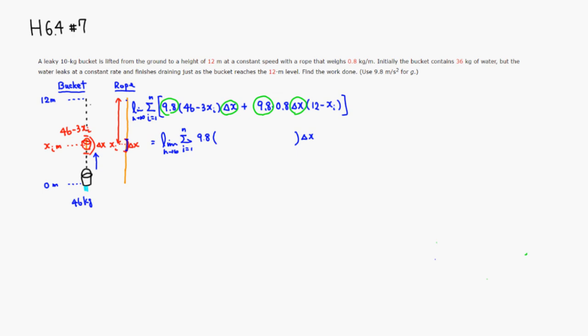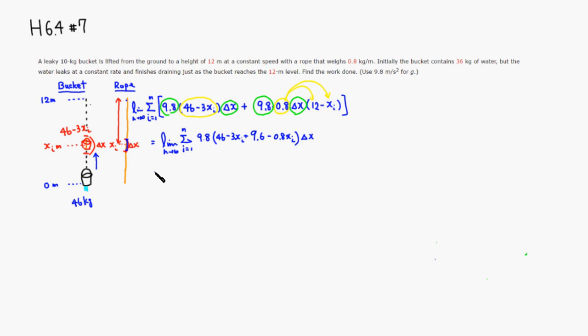Then what's left is 46 minus 3xi from the bucket. And then I have to distribute this 0.8 to 12 and xi. 0.8 times 12 is 9.6, so it's addition, and then you subtract 0.8 xi.